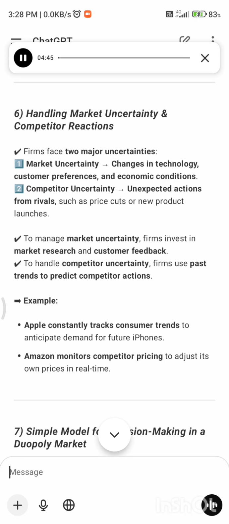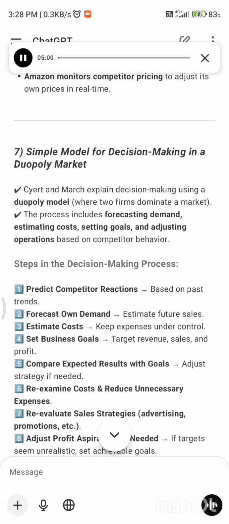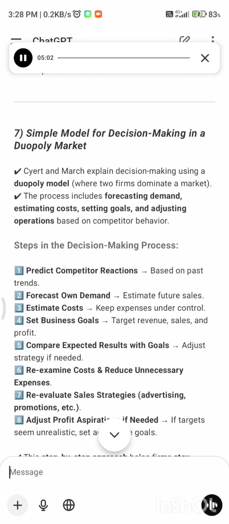7. Simple model for decision-making in a duopoly market. Cyert and March explain decision-making using a duopoly model, where 2 firms dominate a market. The process includes forecasting demand, estimating costs, setting goals, and adjusting operations based on competitor behavior. Steps in the decision-making process.